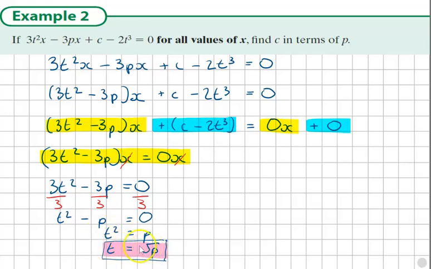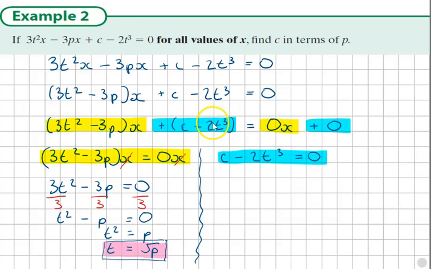And why did I get the square root of p on the right-hand side and t on the left? Well, I have to go back to my question. I want to find c in terms of p. So p has to be in the answer. So I'm going to sub in the t in the next part and replace it with the square root of p so that we won't actually have any t's in our answer.